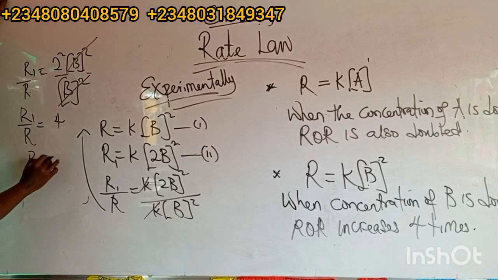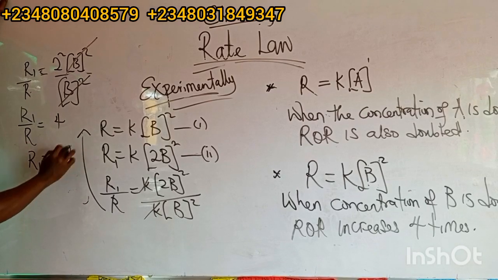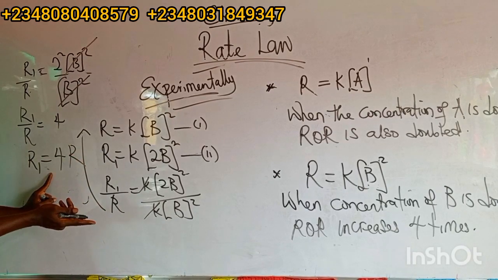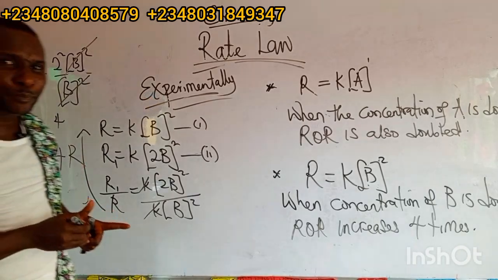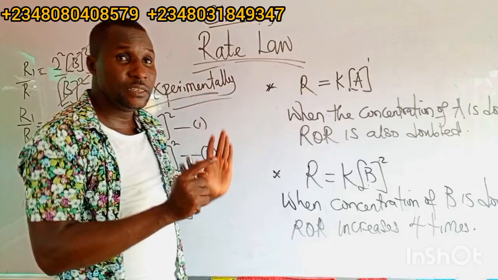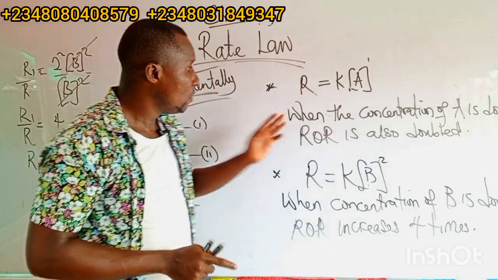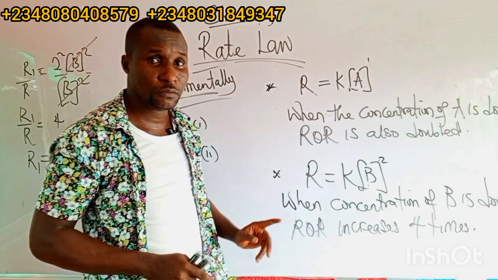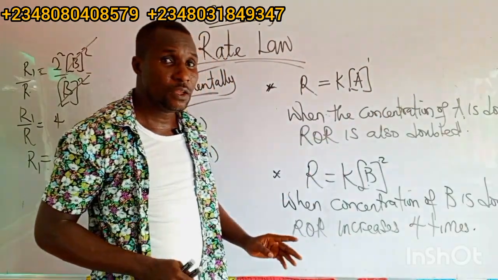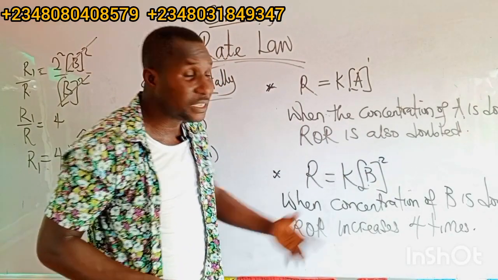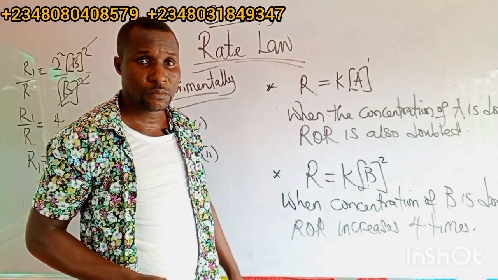Therefore, R1 equal to 4R. Can you see? The new rate of reaction increases 4 times. Take note, it has been performed experimentally. In first order, when concentration is doubled, rate of reaction is also doubled. In second order, when concentration is doubled, rate of reaction increases by 4.